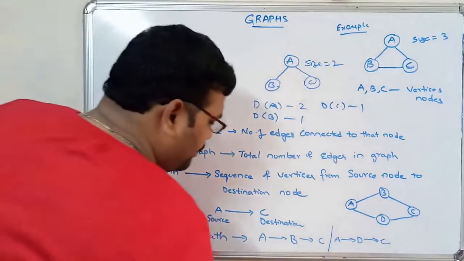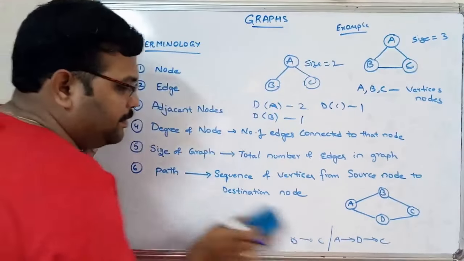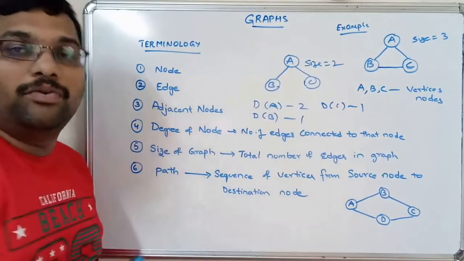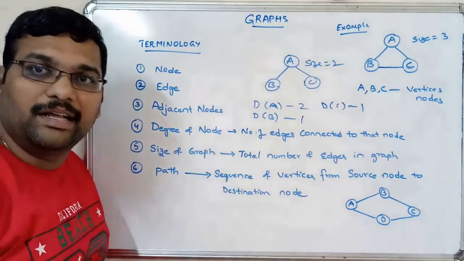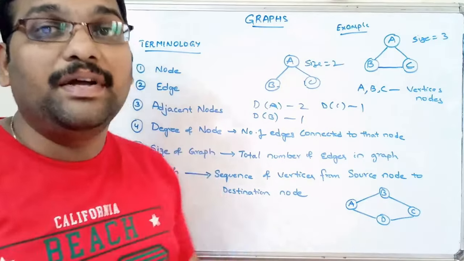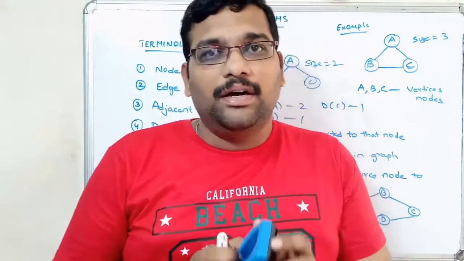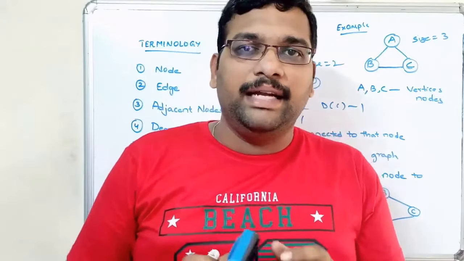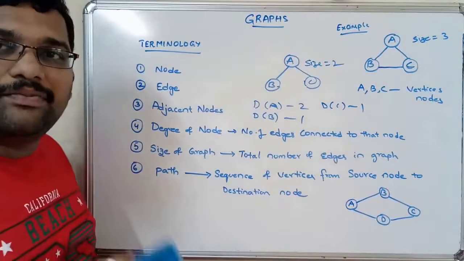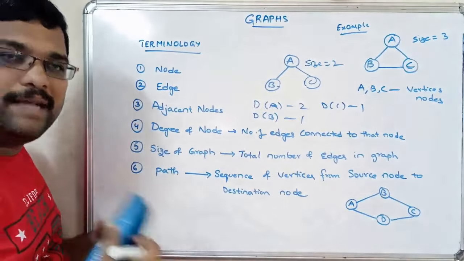Okay. Then, these are the basic terminologies we need to know before starting the graphs concept. Hope you understood the definition of the graph. A graph is a set of vertices and edges. Right? Now we'll go with the different kinds of graphs, different types of graphs.